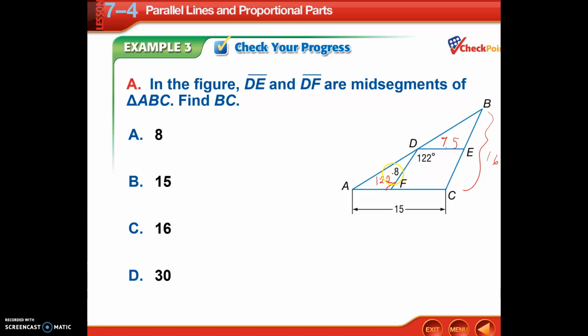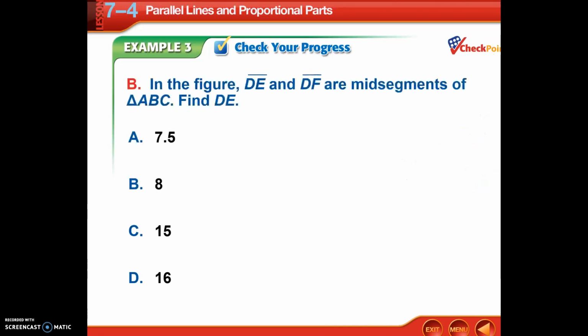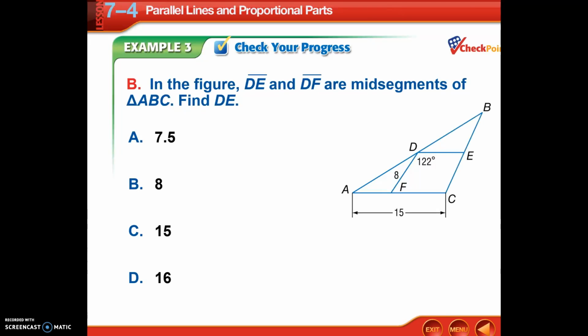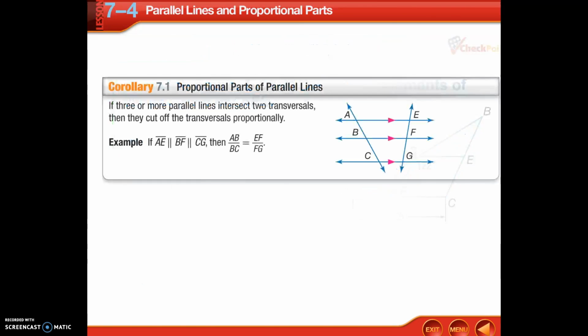So we kind of went through a few of them there, but those are the things that you're going to be asked for on the mid-segment. So the mid-segment is half the length of the line opposite of it.